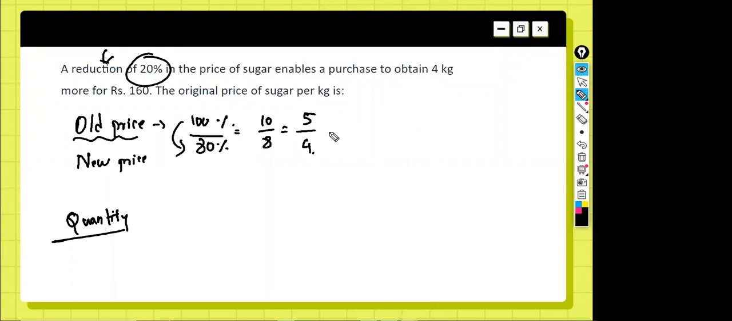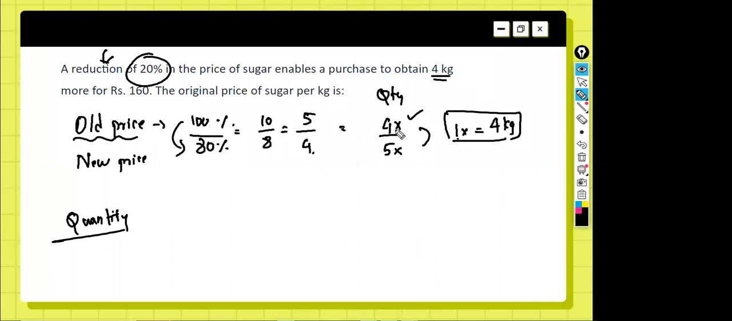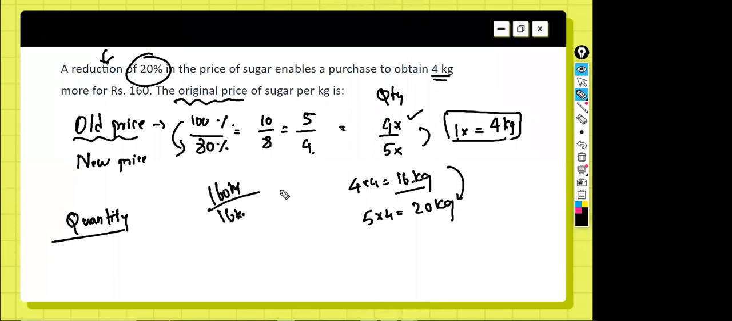So all of you can get this. If the price ratio is 5:4, the quantity ratio will be 4:5, inversely proportional. Initially, the person was able to buy 4 parts. Now the person is buying 5 parts. So how many parts extra? 1 part extra. That 1 part is 4 kg. And what will 4 parts be then? 4 into 4, 16 kg. Initially, the person is buying 16 kg. Now the person is buying 5 into 4, 20 kg. 4 kg is extra. And they've asked original price or new price? Original price. So the original price will be 160 rupees divided by the original quantity 16 kg, so totally 10 rupees per kg.